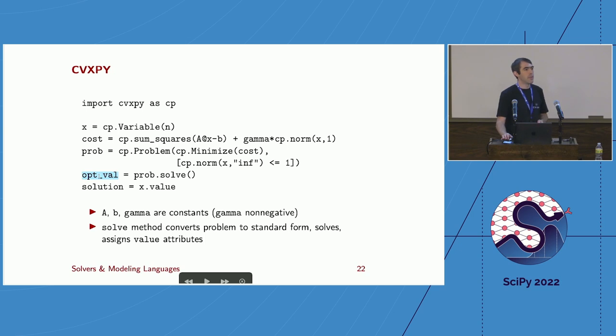Specific to CVXPY? No, this is the new Python symbol for matrix multiplication. Yeah, since Python 3.5, to disambiguate element-wise multiplication and matrix multiplication. What type would A be?